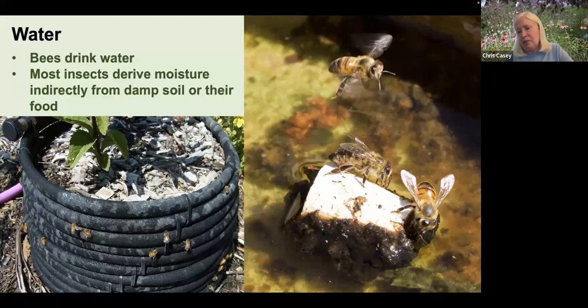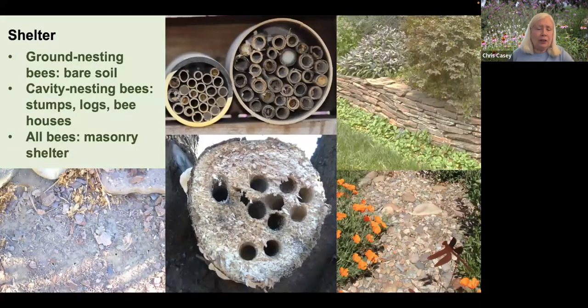And you can see in the photograph on the right, the 2 bees that are drinking are actually drinking water from the algae that's accumulated on that cork. And then finally, of course, is shelter. Those ground nesting bees that make up about 70% of our bees in California need access to bare soil. They can't go through turf or mulch or anything like that. So we need to have some bare soil in the garden.